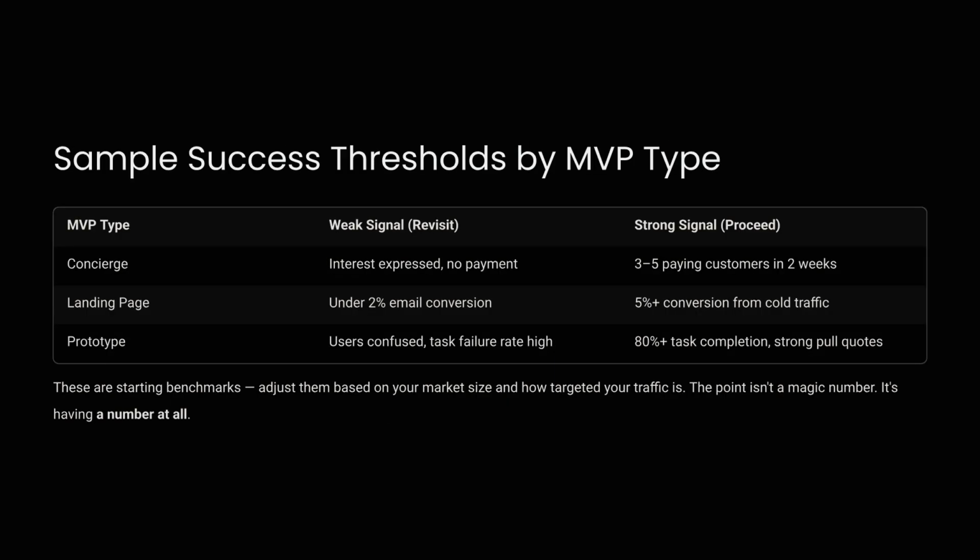Success thresholds vary by MVP type. For a landing page MVP, under 2% email conversion is weak, while 5% plus from cold traffic is a strong signal. The exact number isn't magic. The important thing is having a committed number at all.